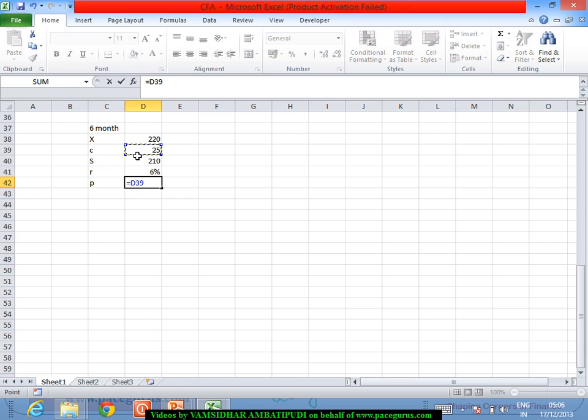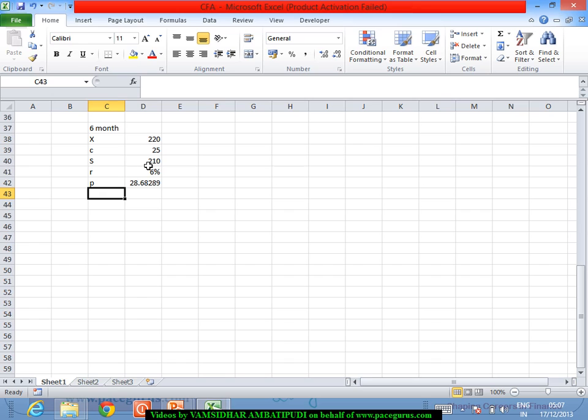Okay, C plus X by 1 plus R to the power T. Here I am talking about 6 months, so I will take it as 1 plus R to the power T, minus S. So this is what is coming out as the price of a put option based on this call put parity relationship.